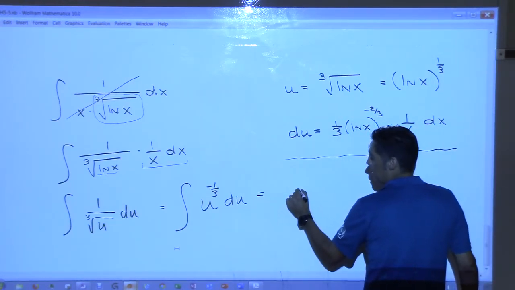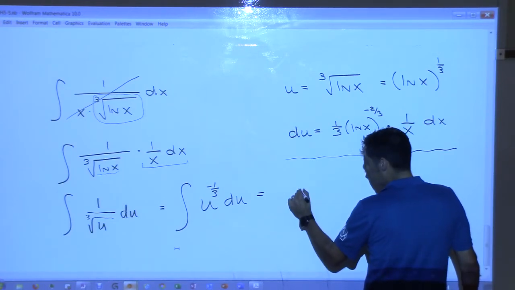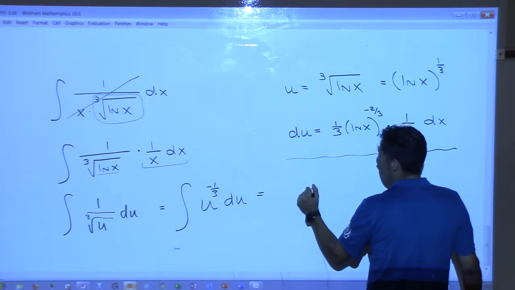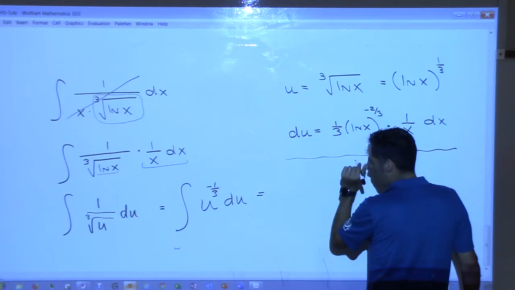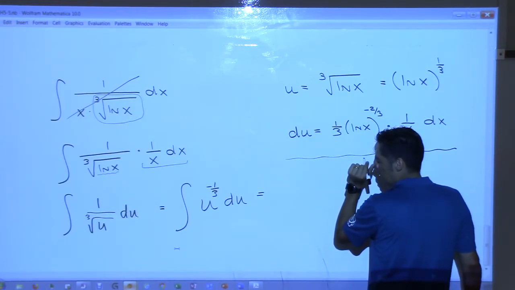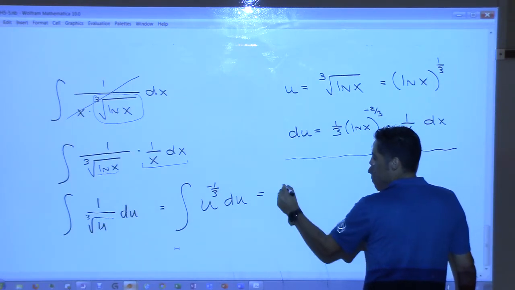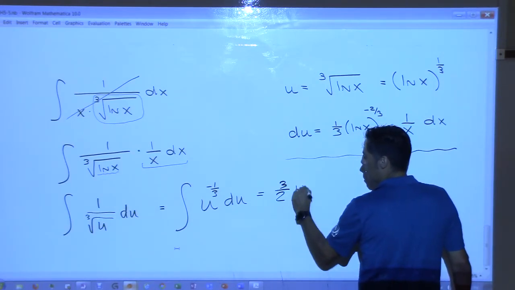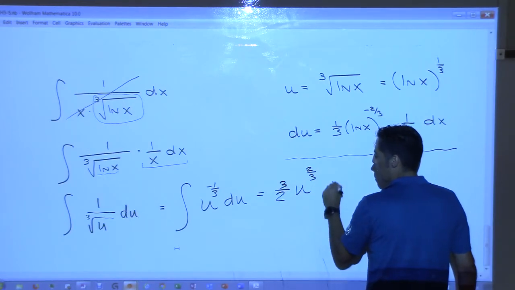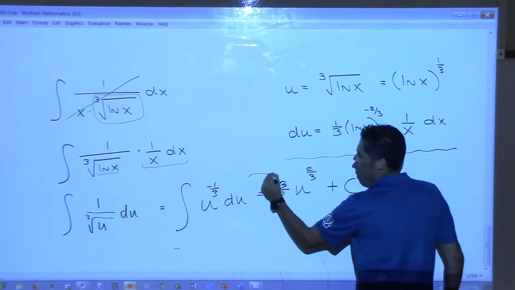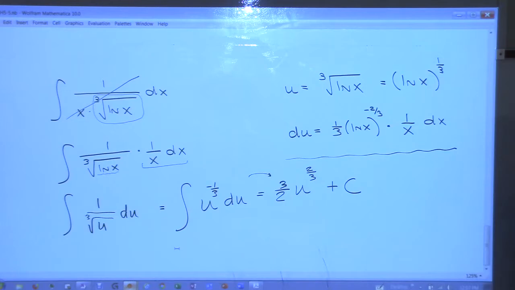This is going to be, so negative 1/3 plus 1 is 2/3. But out front you have to have 1 over that, so it becomes 3/2 u to the 2/3. Then your constant. So from here to here, I'm expecting everyone can do that at this point. It may not be super fast, but it can't be 5 minutes. It has to be within like 30 seconds you can get that, I think, at this point.